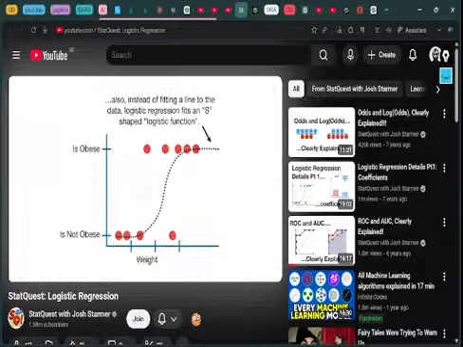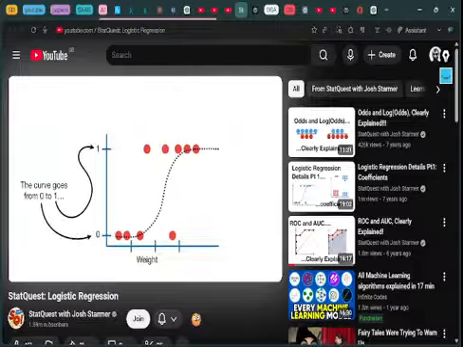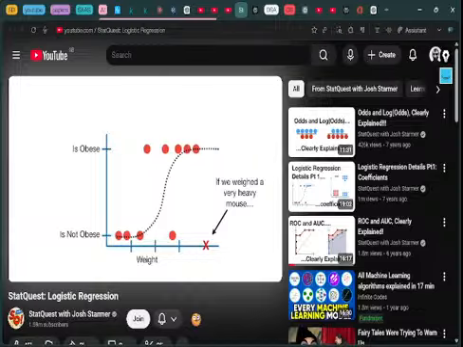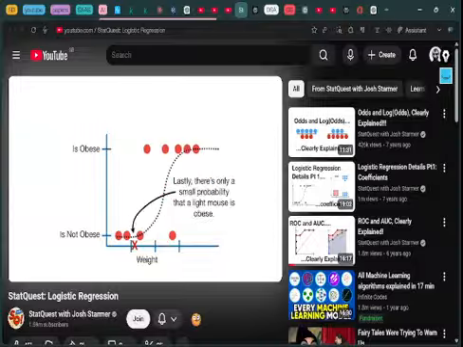Also, instead of fitting a line to the data, logistic regression fits an S-shaped logistic function. The curve goes from 0 to 1. And that means that the curve tells you the probability that a mouse is obese based on its weight. If we weigh a very heavy mouse, there's a high probability that the new mouse is obese. If we weigh an intermediate mouse, then there's only a 50% chance that the mouse is obese. Lastly, there's only a small probability that a light mouse is obese.